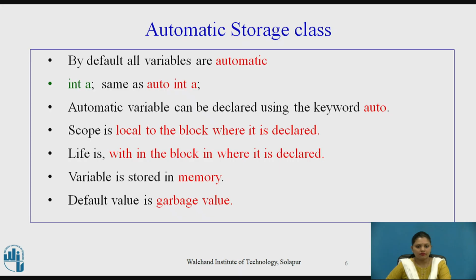The automatic variable is stored in memory. The default value of an automatic variable is a garbage value. The automatic storage class can be explained better with an example.